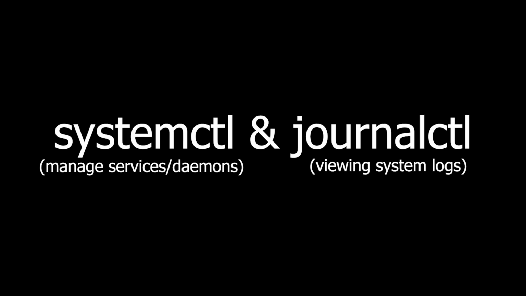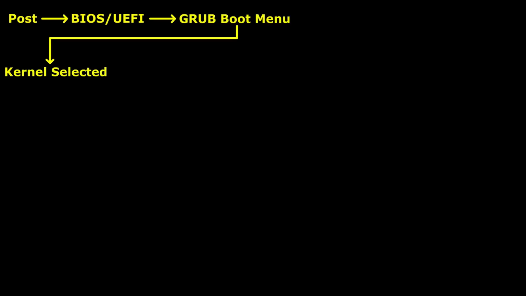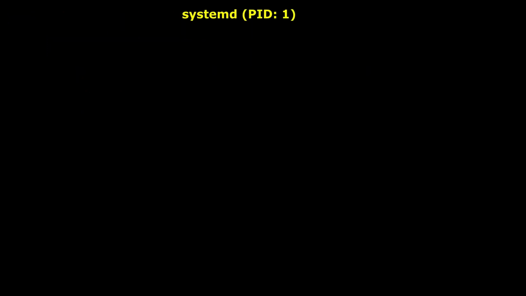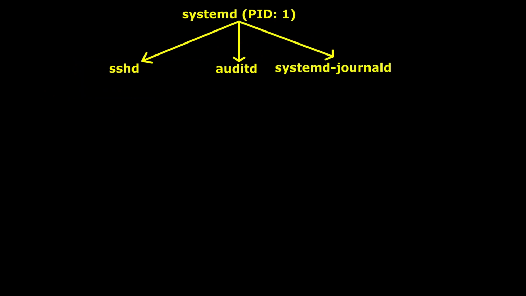So where do these two commands fit in the grand scheme of things? First, we have to look at how the OS boots up. You power on the machine, you get POST, then BIOS or UEFI, the GRUB menu, the kernel is selected, and the OS starts to come online. When the OS starts to boot, you have the very first process with the process ID 1. This is systemd. Older versions of Red Hat called this init. So systemd starts, then launches all of its descendant processes: sshd for serving SSH connections, auditd for audit logs, systemd-journald for the system journal, hint hint, and so on, just to name a few.